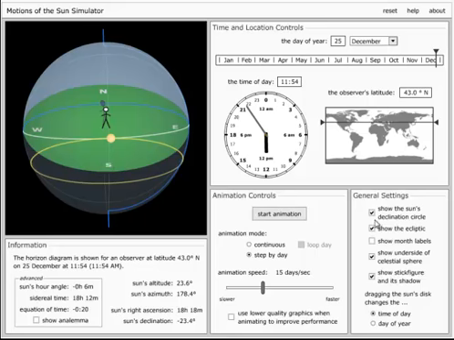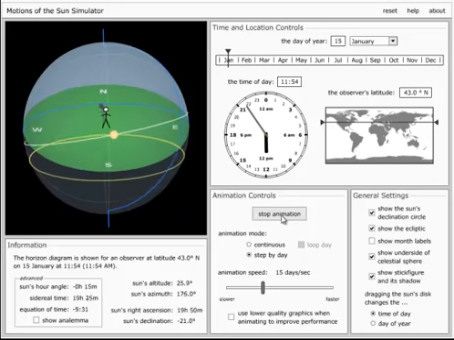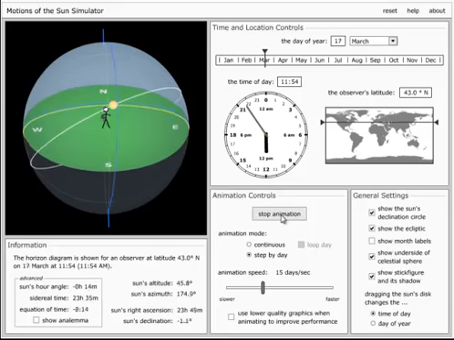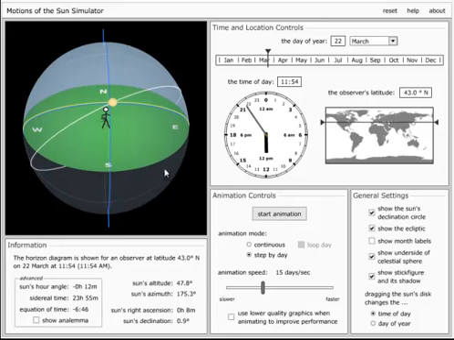All right, so there's a lot of different stuff that's showing on here. We'll keep it going forward so we get back to where we started, right? Right back up to the, boom, vernal equinox.